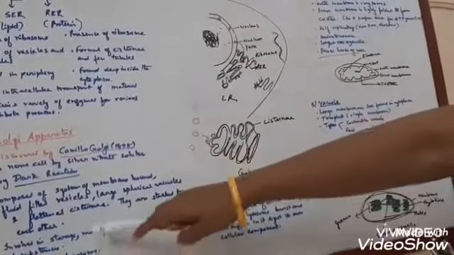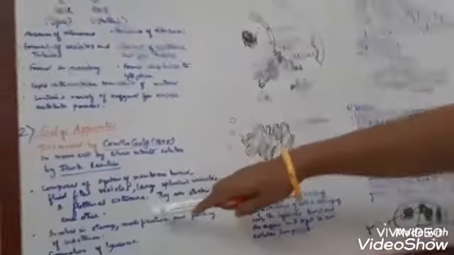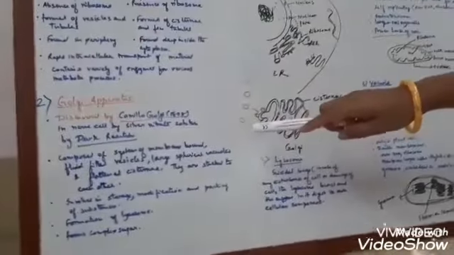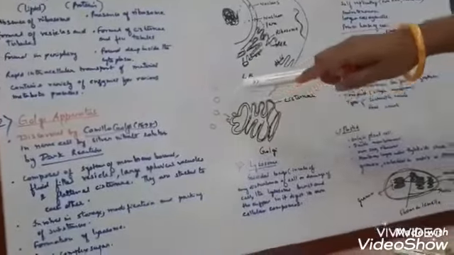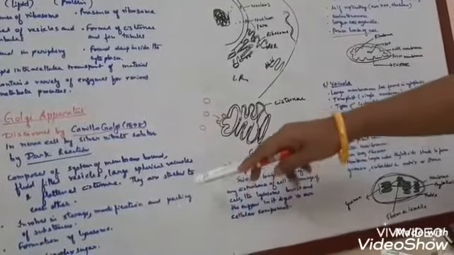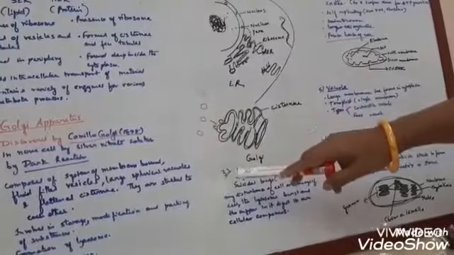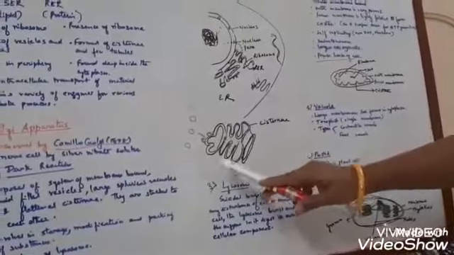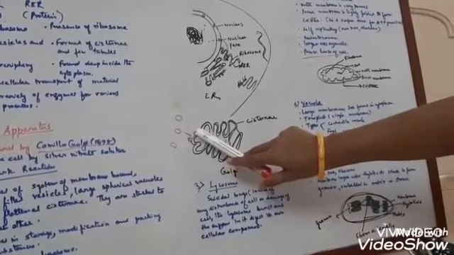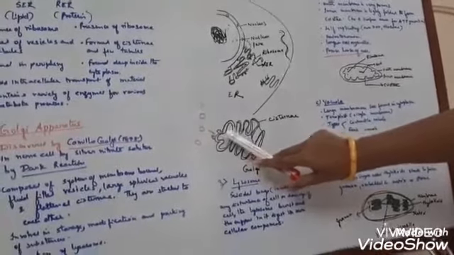Now formation of lysosome is the second function of Golgi, and also Golgi complex forms various complex sugars within it. Now Golgi has two phases, cis phase and trans phase. Cis phase means forming phase. This is the cis phase, this is the trans phase. So this is the forming phase of the Golgi, that is the cis phase.